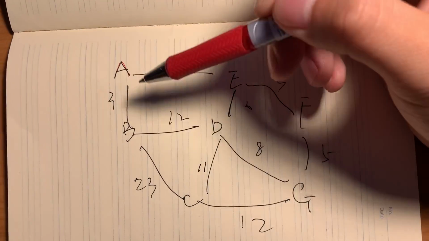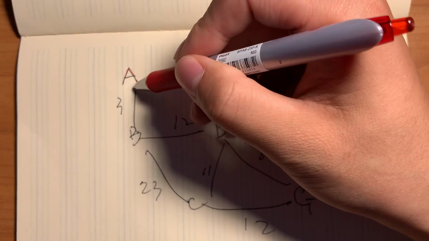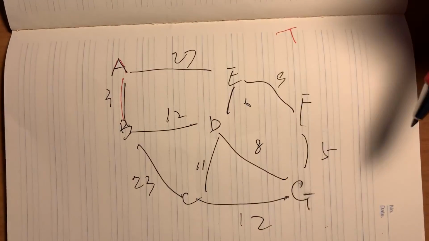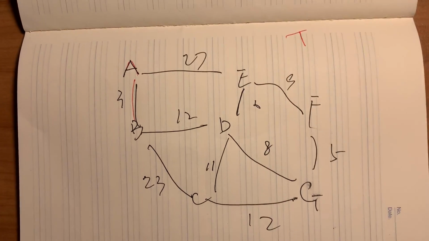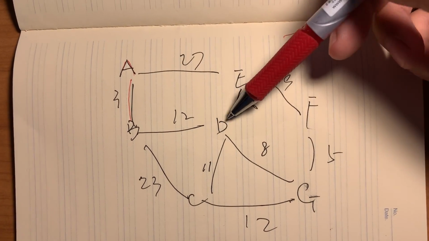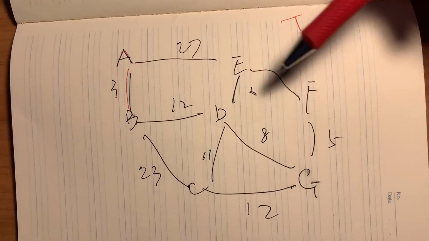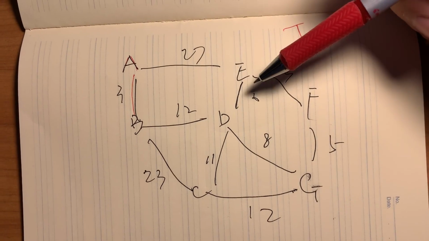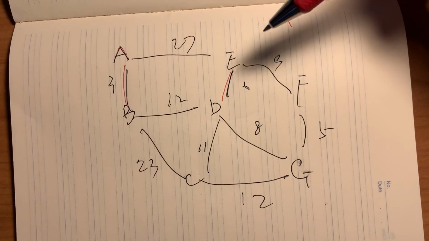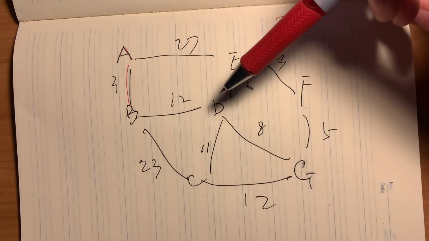From component A, we can see the smallest weight edge is 3, connecting to B, and it's not in T. This is T, it's not in T. Then we add it to T, and then we locate component D, and we can tell the smallest weight edge is 6, connecting to E, and it's not in T, so we add it to T.